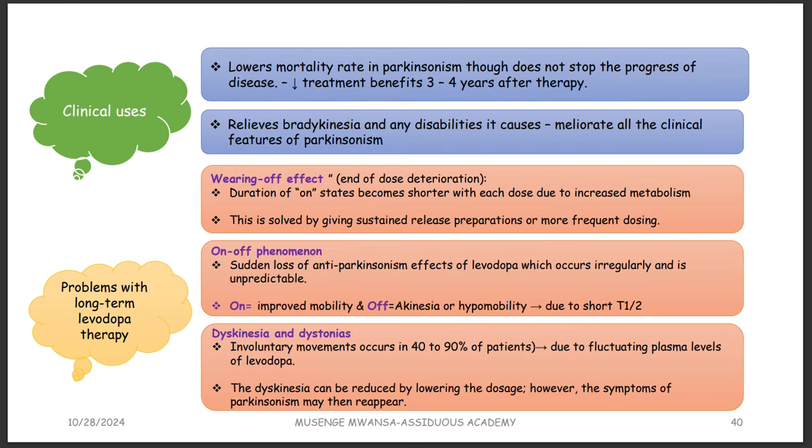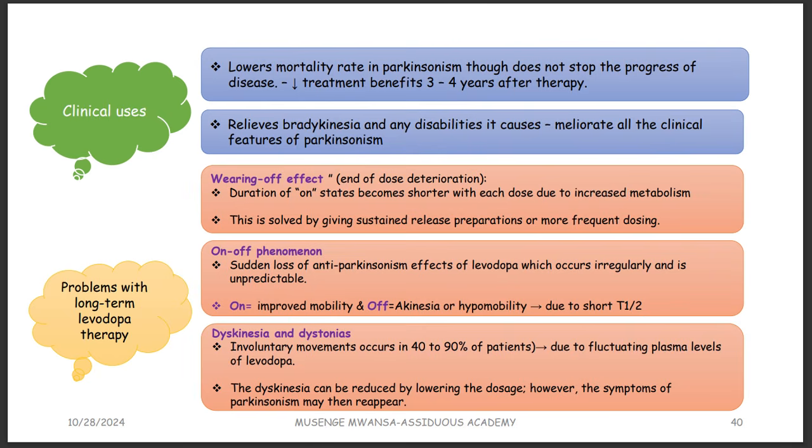Someone starts moving, okay, and then off. They get back their akinesia, their hypermobility. That is because the levodopa has got a short half-life, so it's not taking much time for it to go off. And then with wearing off, the duration of the on state becomes shorter with each dose due to increased metabolism.